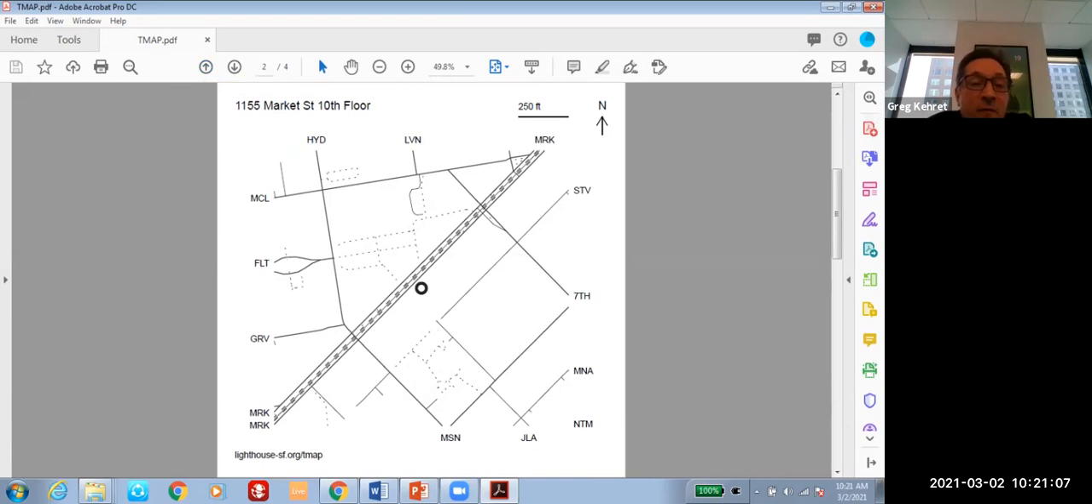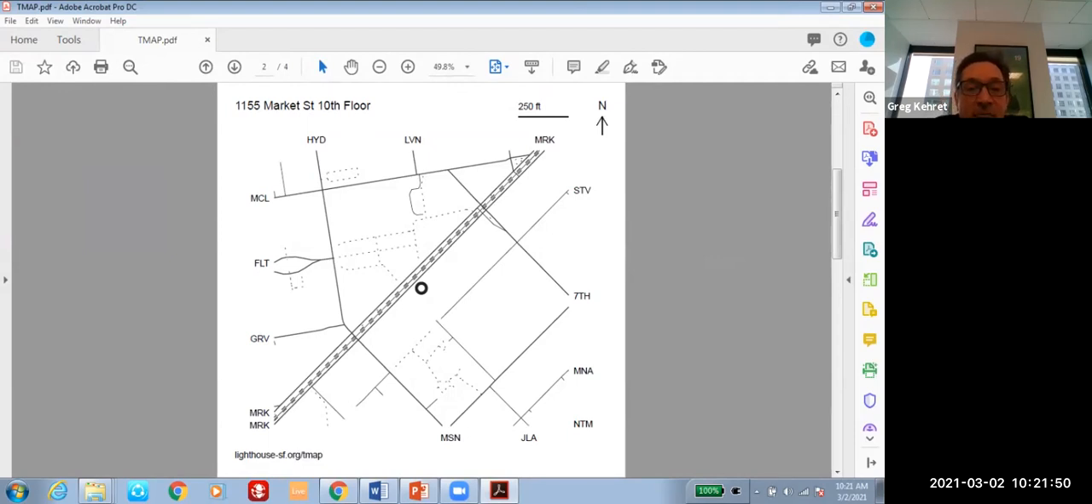So I happen to know the 1155 Market, that raised circle in the middle, that's the address of the lighthouse. I know that solid lines are streets. The fine dotted lines are pedestrian paths. And that's a big plaza across the street from the lighthouse offices in San Francisco. And the dashed lines, that's actually the light rail. That's the F line that runs up Market Street. And then of course, I know all of these streets. HYD is for Hyde Street, LVN is for Leavenworth, MRK, Market.